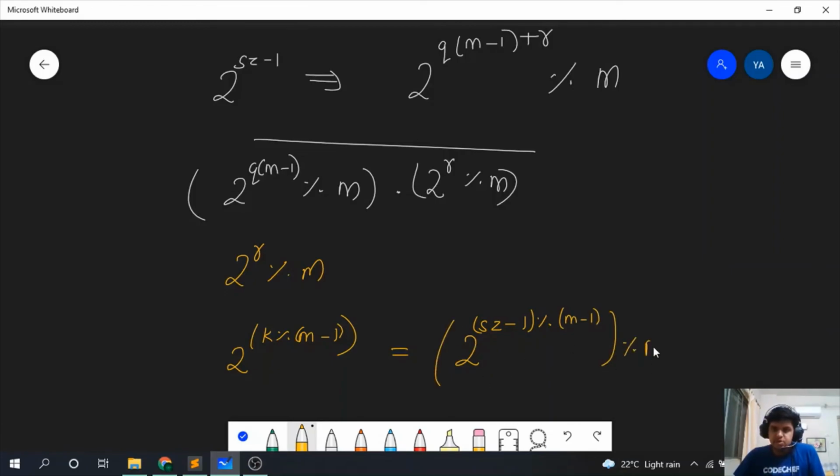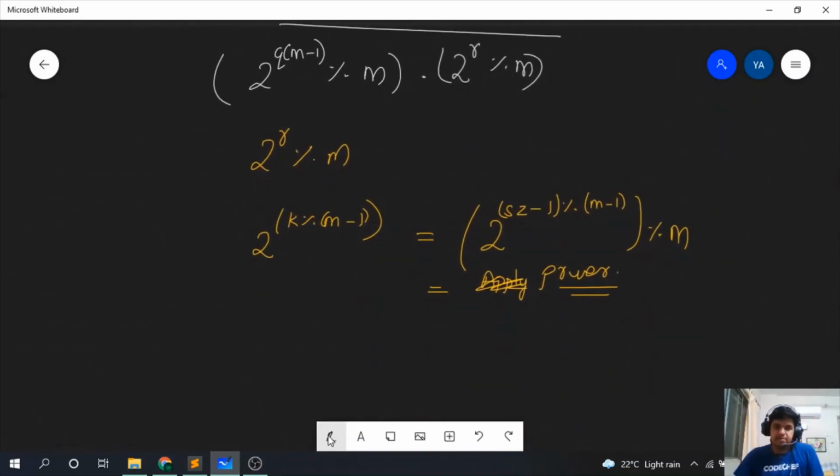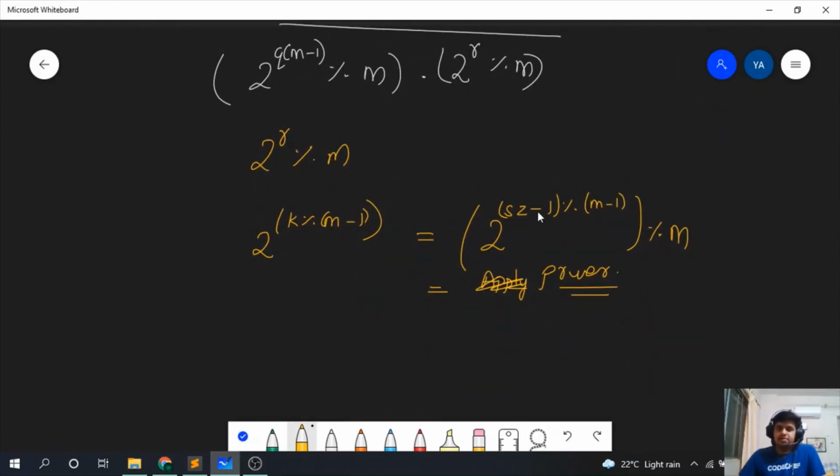mod m. So when we do this, it ensures that the exponent is lesser than the mod, and therefore we can apply the exponentiation that we do. So binary exponentiation can be applied over here, the power function that we will be applying. So this is the trick with Fermat's little theorem. And since we are doing sz minus 1 mod m minus 1, when we pre-compute sz minus 1, we also have to use the mod as mod minus 1. So this is the implementation part that needs to be taken care of.